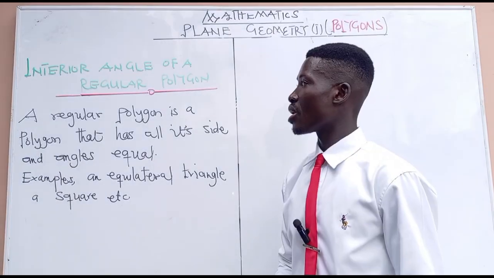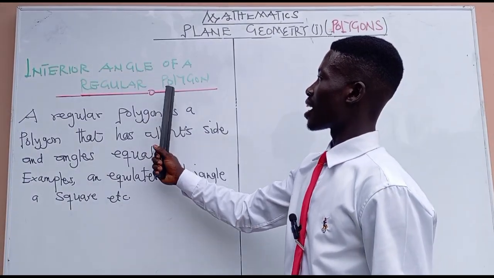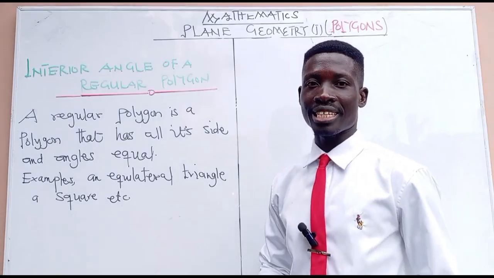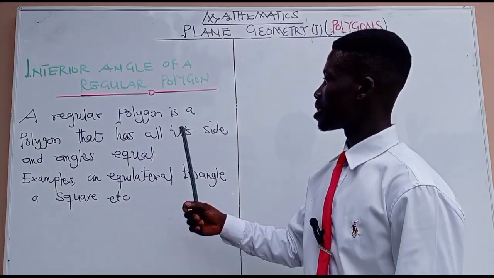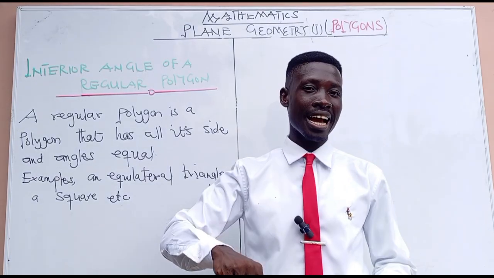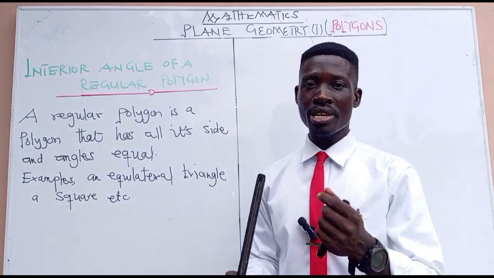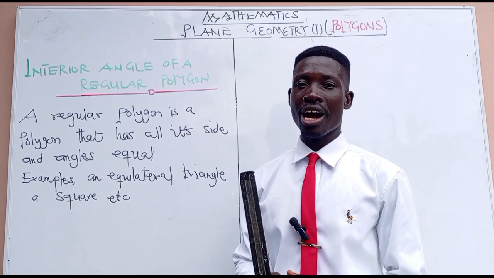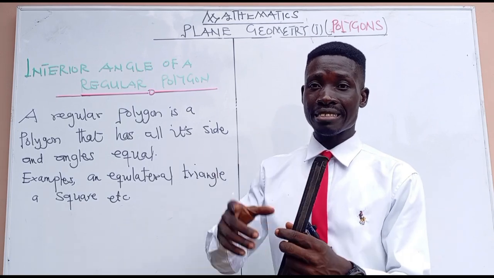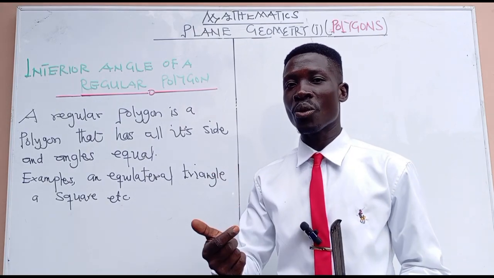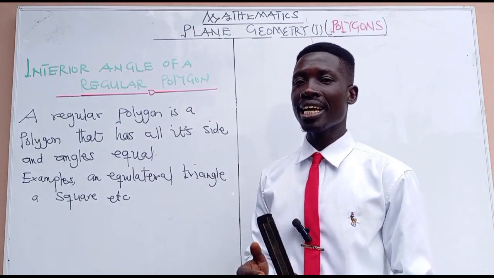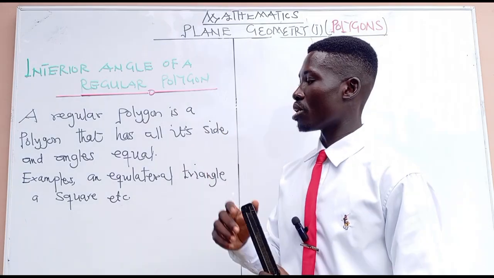So we are looking at the interior angle of a regular polygon. Now, a regular polygon is a polygon that has all its sides and interior angles being equal. So when you have a polygon where the sides and the angles within that polygon are equal, then we can say that that polygon is a regular polygon.